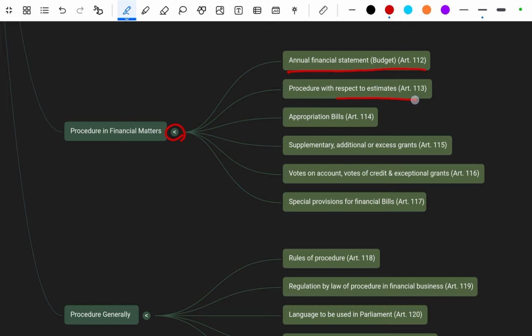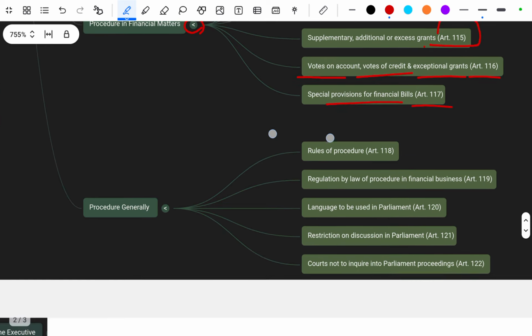Procedure with respect to estimates is mentioned under Article 113. Next is the appropriation bill, under Article 114. Then supplementary, additional and excess grants are mentioned under Article 115. Then vote on account, vote of credit and exceptional grant are mentioned under Article 116. A special provision for financial bills is mentioned under Article 117.